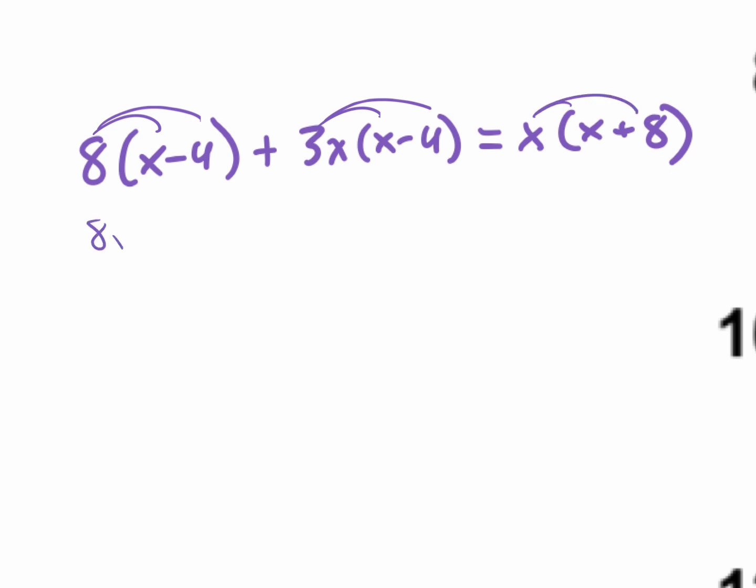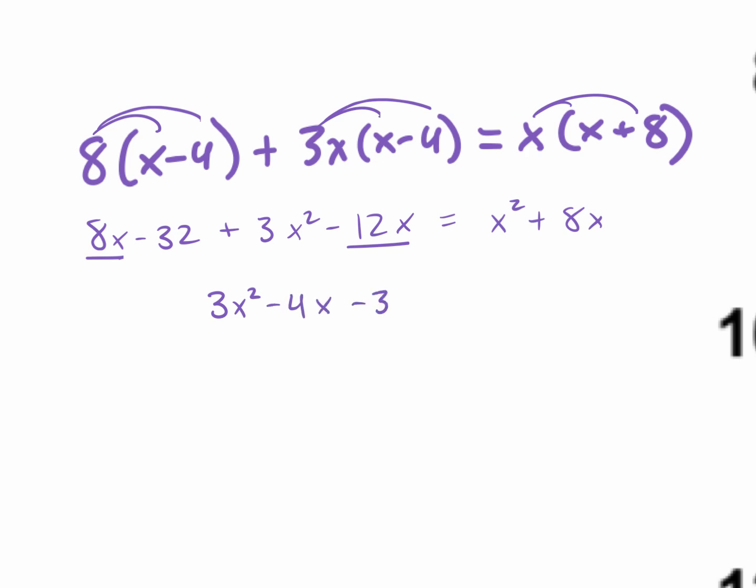So we got 8x minus 32 plus 3x squared minus 12x is equal to x squared plus 8x. What's next? Now we gotta combine the like terms. So I'm going to combine these two together. I'm going to put this in standard form too. So we have 3x squared. What's 8x minus 12x? Negative 4x. Negative 4x minus 32 is equal to x squared plus 8x.